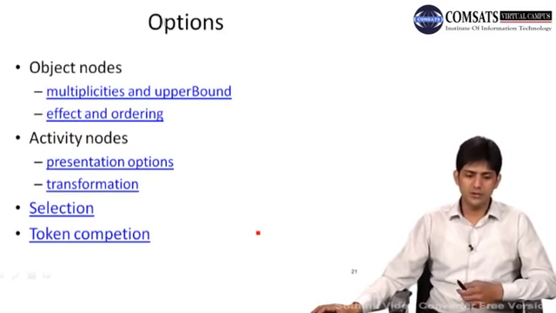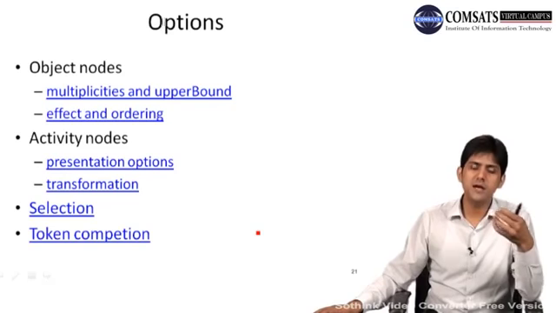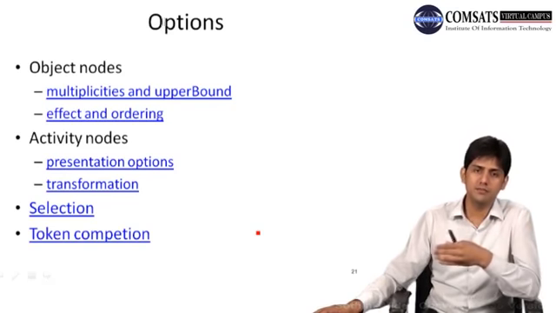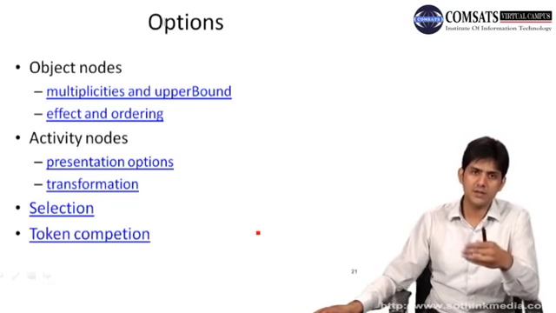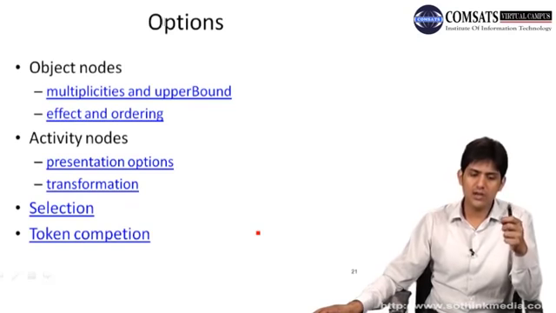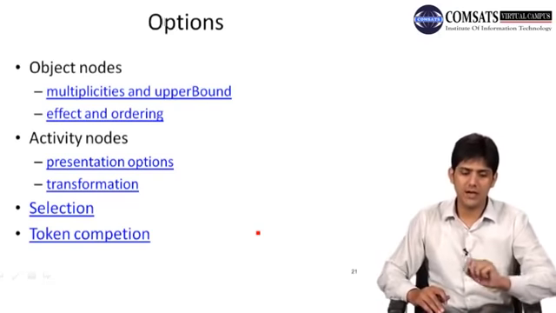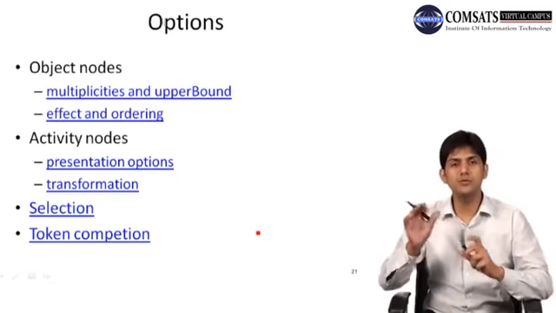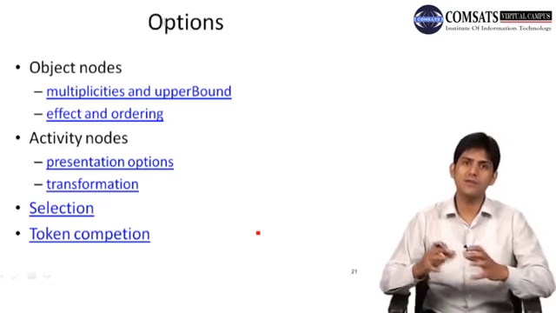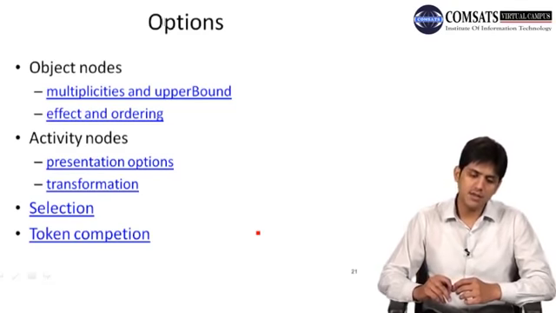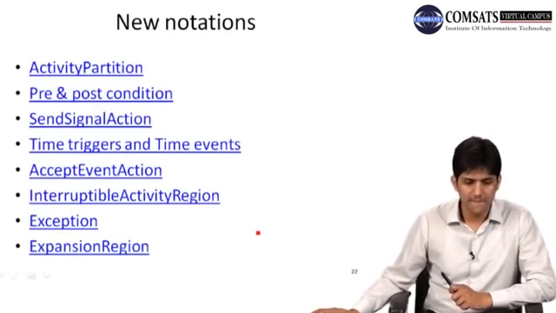Now we do have some options: within object nodes we can also represent multiplicities, we can represent the upper bound, and we can also order them, that is, in which order we are passing the data. Similarly, for activity nodes we have presentation options and transformation. We can do some selection and we can do token computation. These are the different options when we are making activity diagrams. Whenever we have object nodes, we can show multiplicity, such as one-to-many relationships. Similarly, in activity diagrams we can show transformations, or we have different presentation options. We'll see what they are. And similarly, we can do some selection options, or we can represent token computation within an activity diagram.